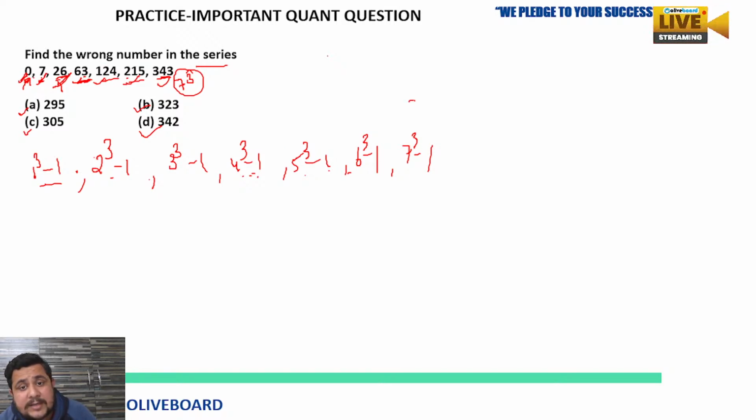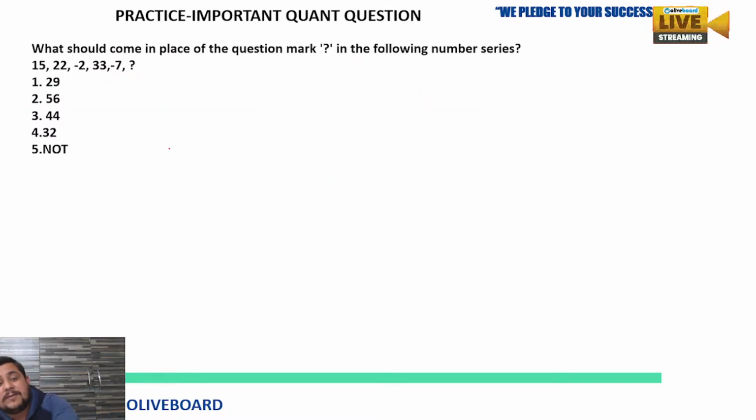Now 7 cube minus 1 means 342, but what is given? 343. So the wrong number in this series is 343. It is 342 that should be mentioned. That's the right one, but mistakenly it was written differently. So it must be 342, and option D will be the correct answer.